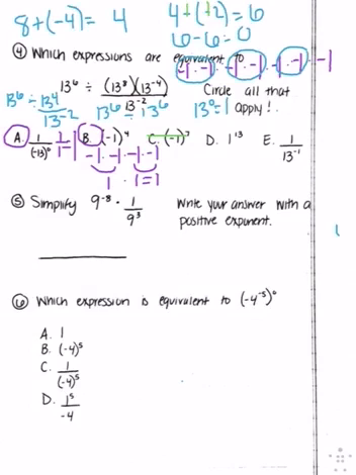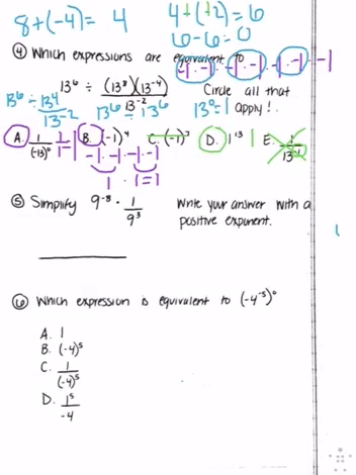Letter D, 1 to the 13th, that would just be 1 times 1, 13 times. We all know 1 times 1 is 1, so D is a correct answer. Letter E, 1 over 13 to the negative 1st. Negative exponents mean that we have to write it as a fraction. It's already written as a fraction, so E is not a correct answer. Your answers are A, B, and D.